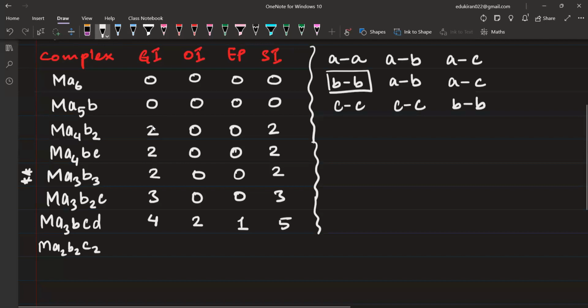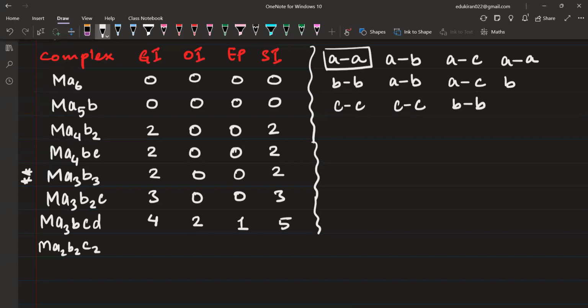Now I can do one more thing. Abhi humne A ko use kiya tha na, ab A ko chhod dete hain. I will keep A as it is. A opposite to A. I will make B opposite to C, B opposite to C. Does this make sense? Yes or no? Please tell me, guys, all of these four. Yes, sir. Okay.